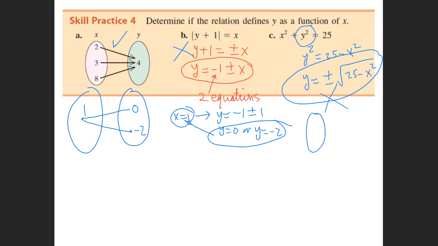Simply, if in the domain, take 0, substitute x equals 0, 25 minus 0 is 25, radical 25 is 5, so it goes to 5, and it goes to minus 5.